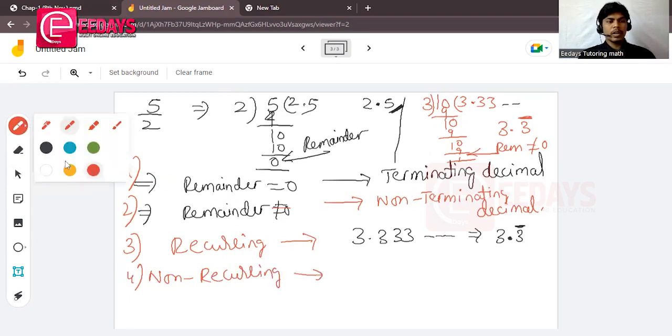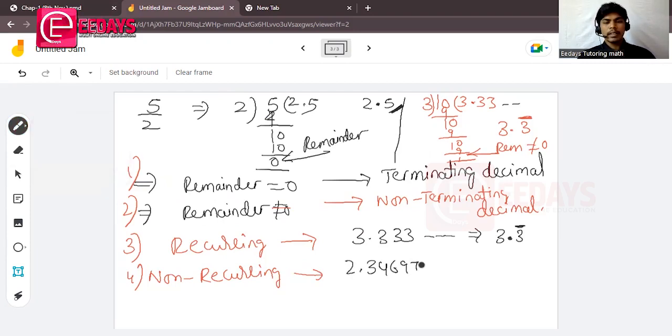Non-recurring is nothing but not repeating. So what example do we take? Let's take 2.34697812941767. You are getting numbers like this. There is no end, obviously. So you will keep getting numbers like this.